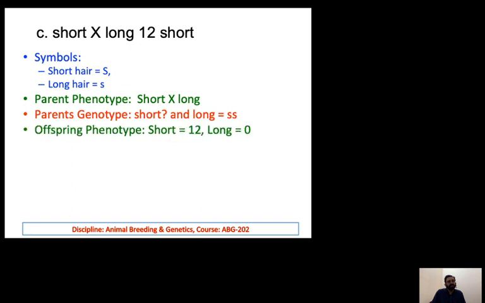In this case, the offspring phenotype for the long hair is nil, zero. All of the phenotypes are that of the short hair. So, offspring phenotype and genotypes. Now, short, either it could be capital S capital S, or could it be capital S, small s? This is the question.